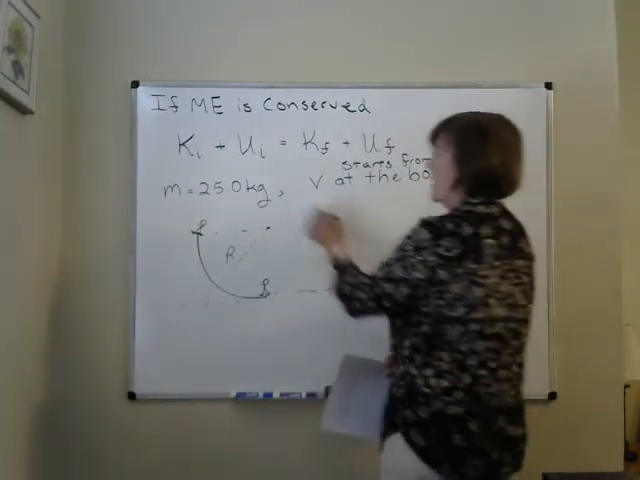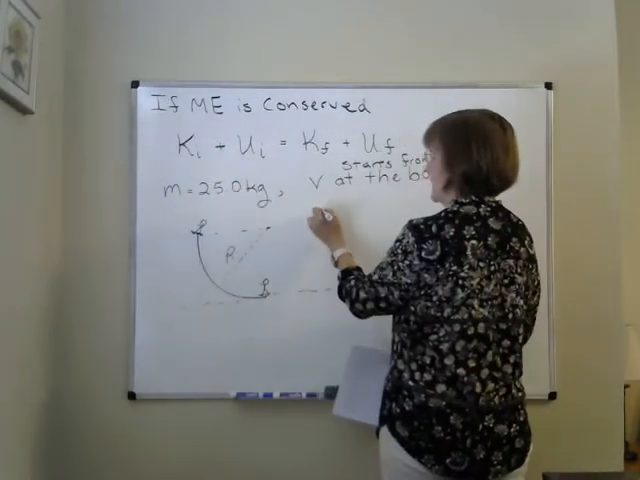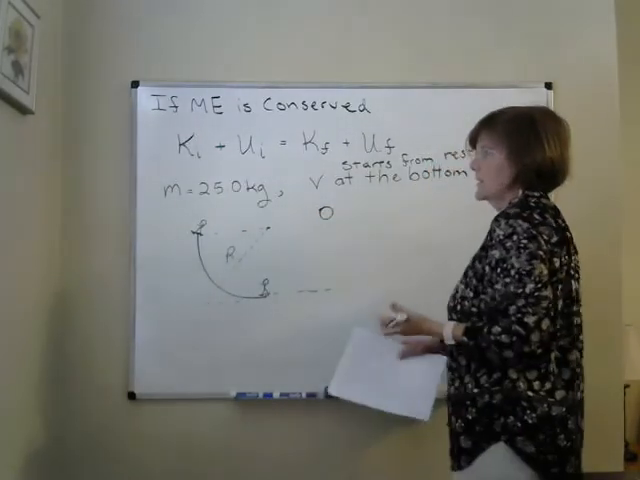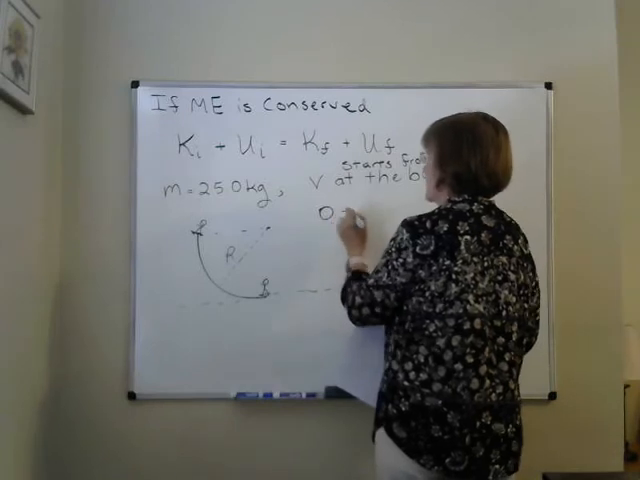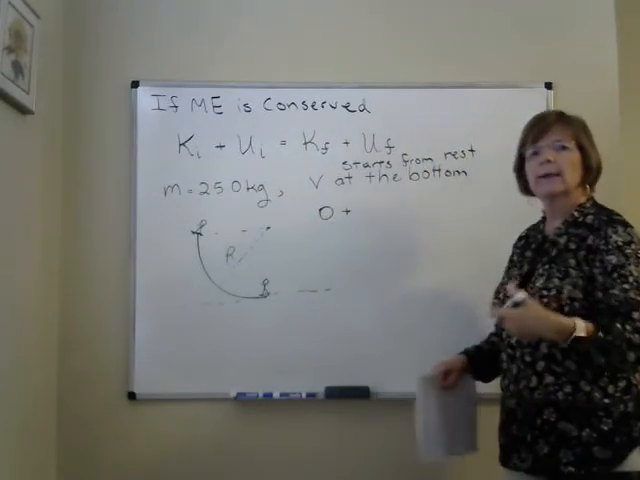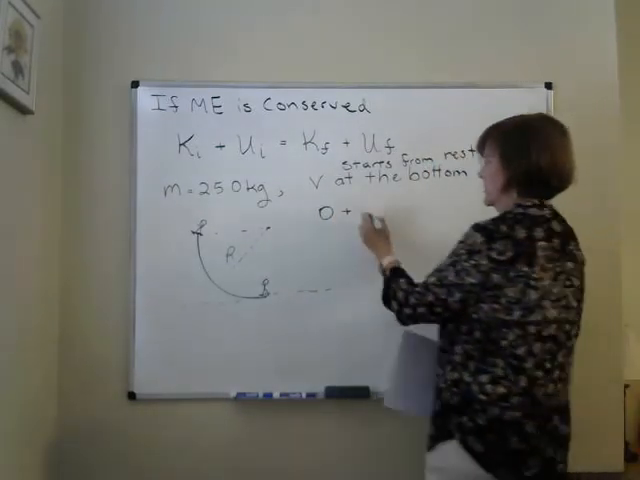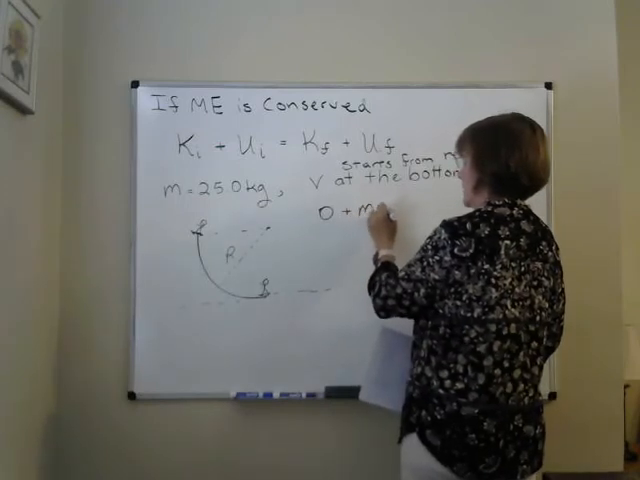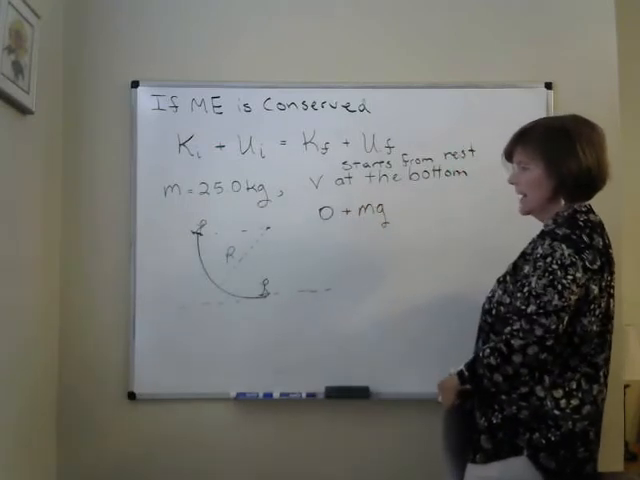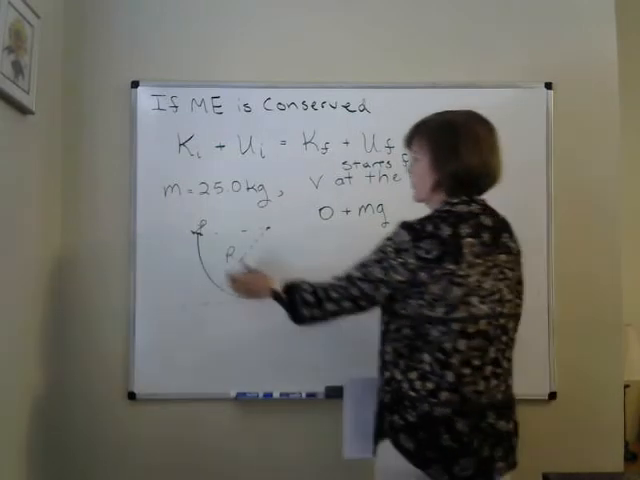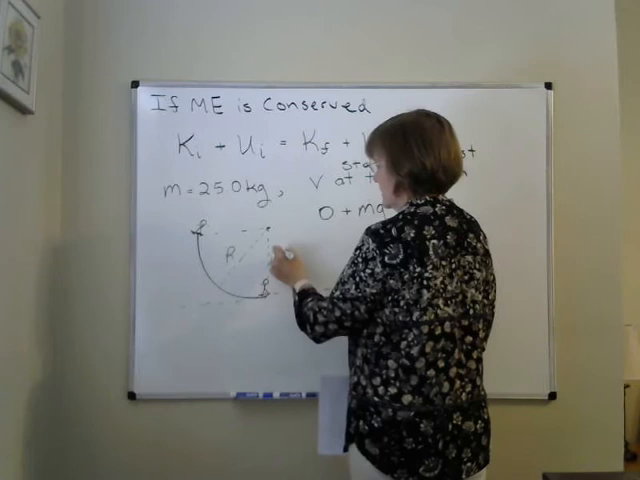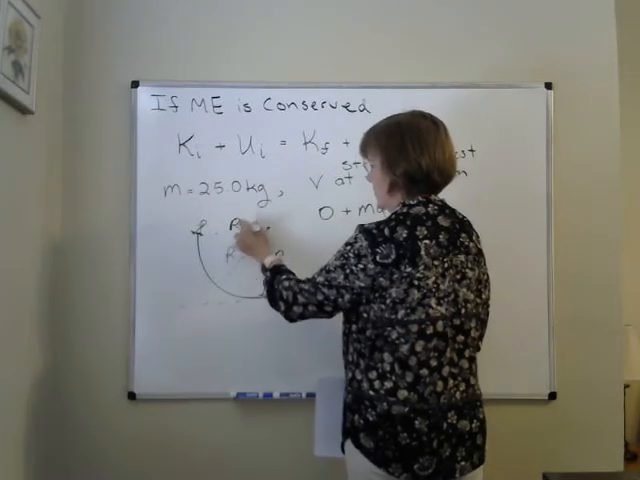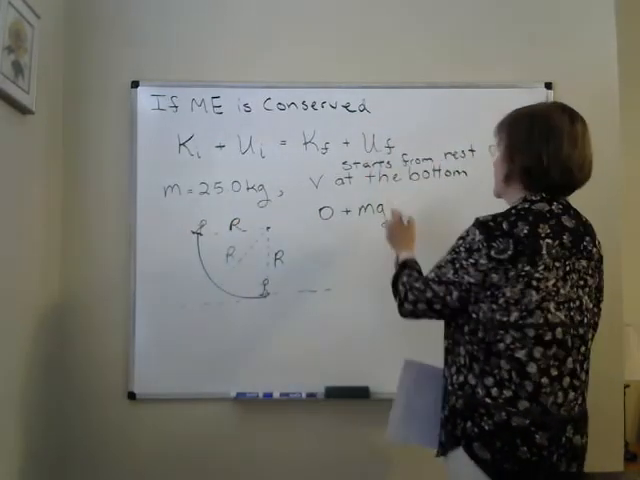Well, at the very top, his initial kinetic energy is 0 because he starts from rest. His gravitational potential energy is given by the formula mgh. But how high is h? Well, if this is a circular quarter pipe, then that distance is r, just like this distance is r, all of those distances. So it's mgr.